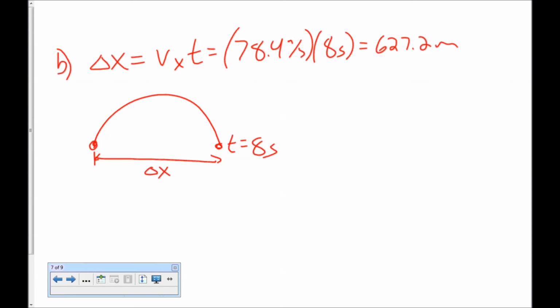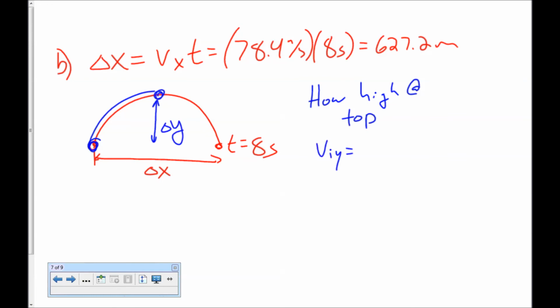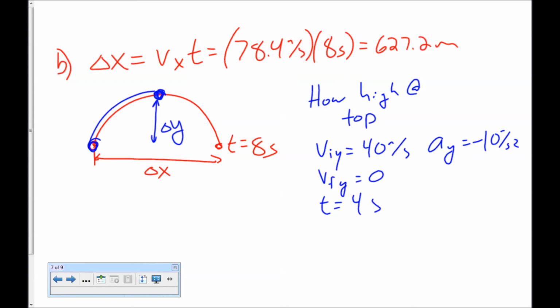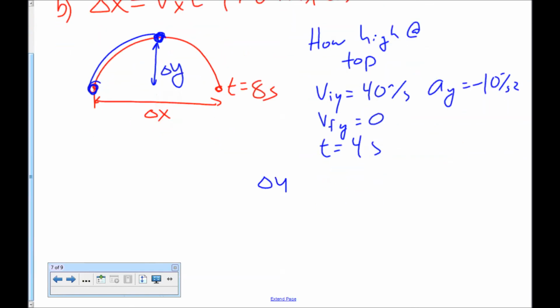I didn't ask you this question. I wish I had. Let's figure out how high does it go at the top. So now I'm looking for, from here to here, my change in y, right? So here's what I know. I know that my VIY is 40 meters a second. I know when I get to the top, my VFY is 0. I know the time to get there is 4 seconds from my last drawing. I know my acceleration is -10 meters a second squared. And I'm trying to find my vertical displacement.